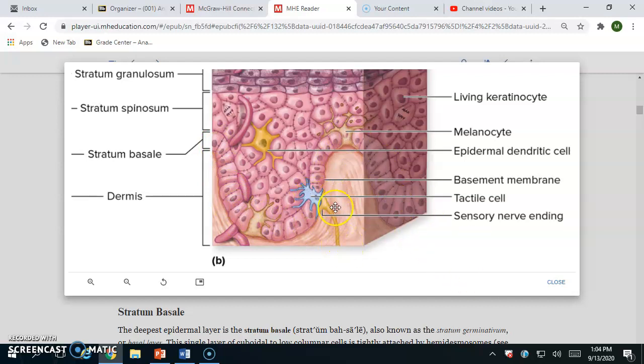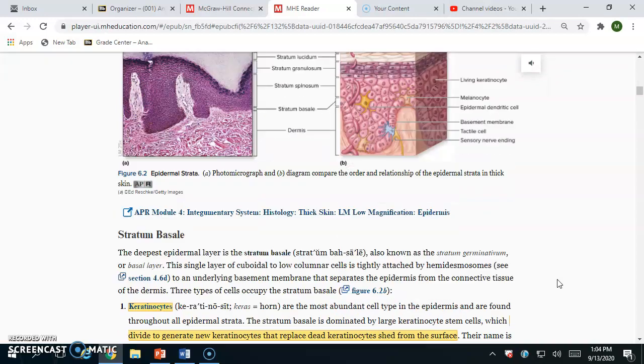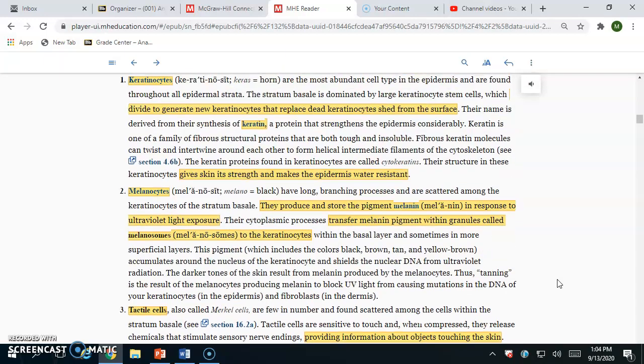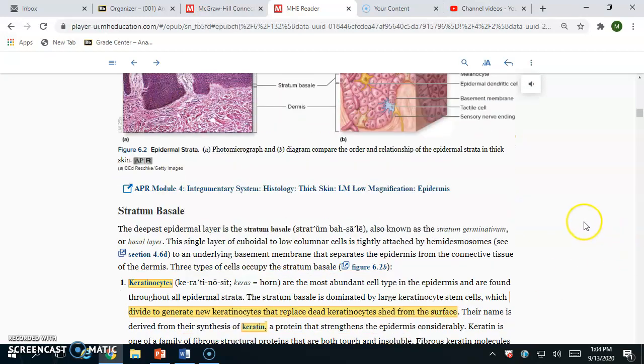So they're showing a little tactile cell there. And you can see that they'll communicate if they get compressed. Usually they're sensing touch, and so they will send a chemical signal to the nerve, and then that nerve will take that signal to the spinal cord or to the brain so that you can integrate that information, understand what's going on, and have a response to that if you need to. All right, so that was our stratum basal and our cells associated with it.